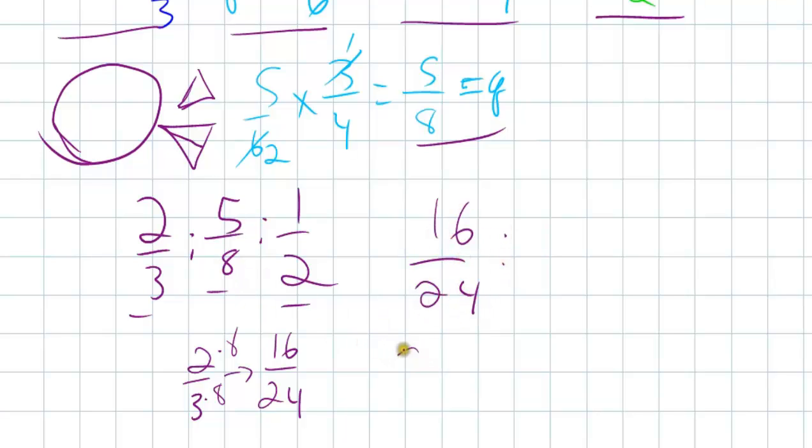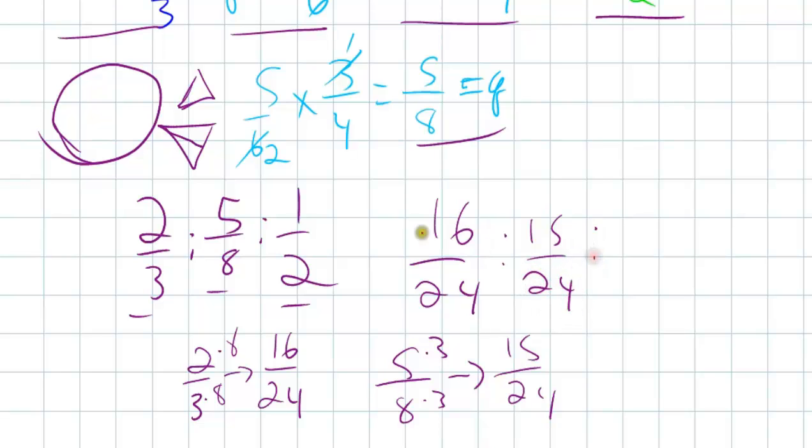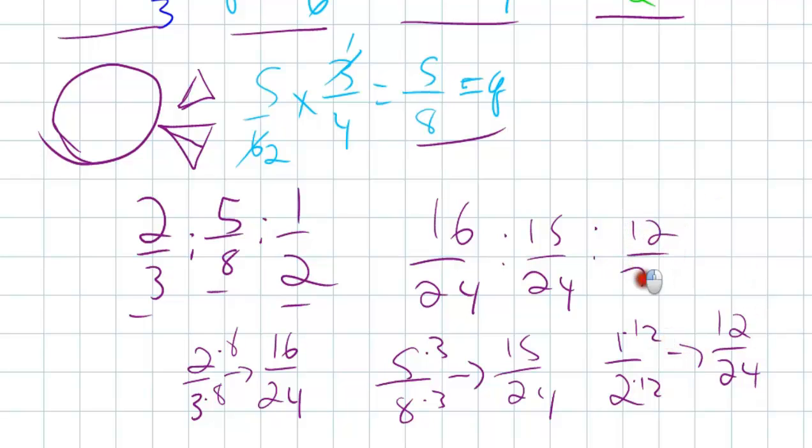Okay, so now 5 over 8. Again, I want to convert it to something over 24. 8 times 3 is 24, so 5 times 3 is 15. 15 over 24. Now the 1/2, you can reason yourself through this one, or you can just do the same process we've been doing. But basically, what's 1/2 of 24? That's 12, right? Because 2 times 12 and 1 times 12. So there you go. Now we have 12 over 24.